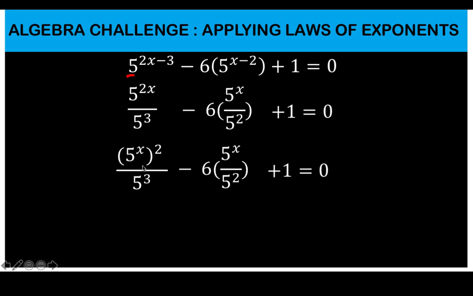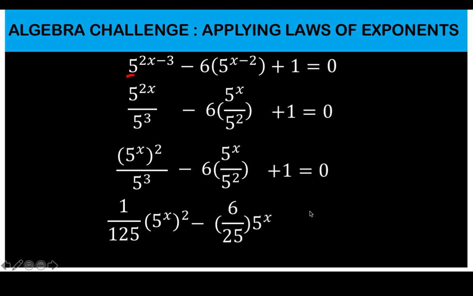Now look at this first term. Let's rewrite this as a product instead of a quotient. It is implied that there's a number here, 1 over 5 cubed or 1 over 125, as one factor, and we just copy 5 raised to x, raised to the second. Then let's also do the same for the second term and copy plus 1 equals 0. Let's go to the next page.